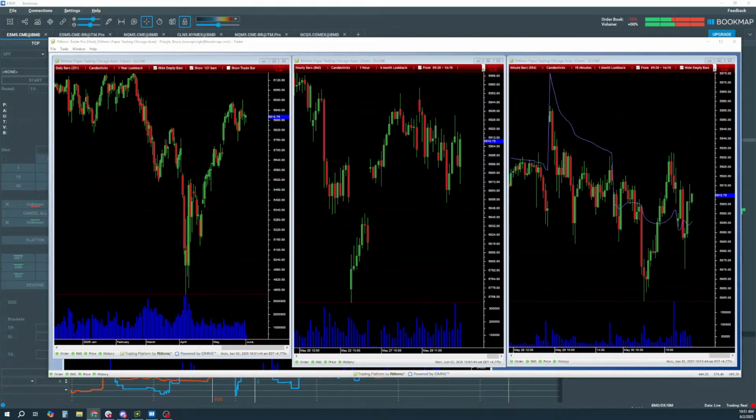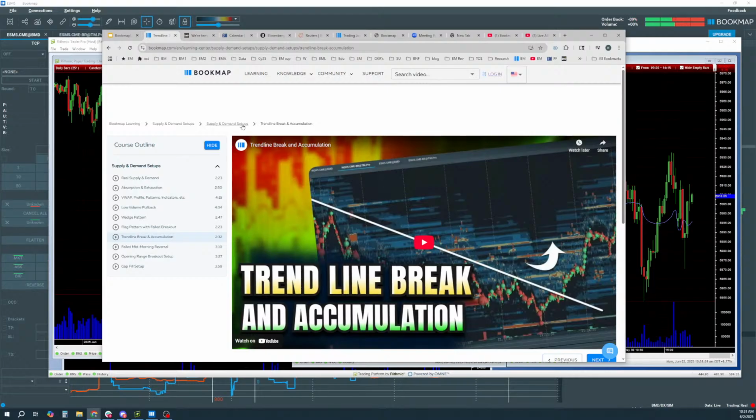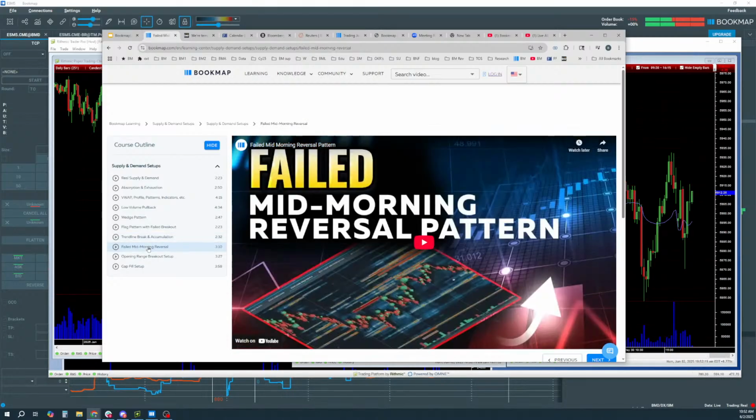Again, we have something there as well from the Bookmap Learning Center. Let me show you. In that supply and demand setups course, we have the gap fill down here. We have the opening range breakout trade. We also have this one, which we don't cover too often, and I developed this one especially for this webinar: the mid-morning reversal. Because this happens to us all the time.